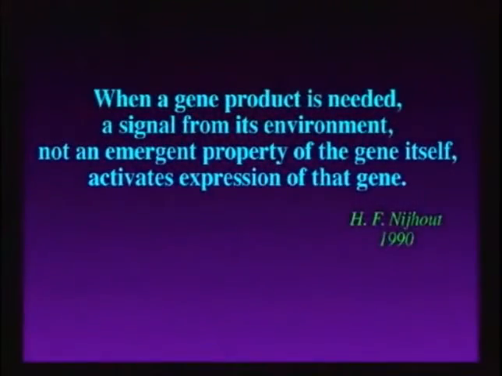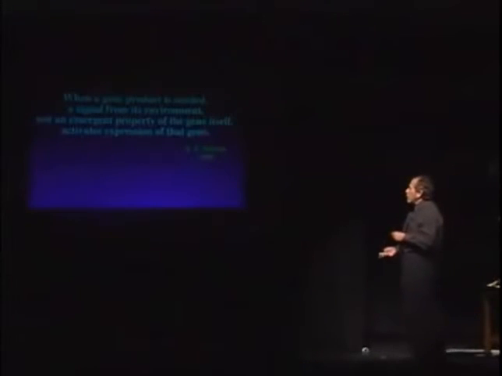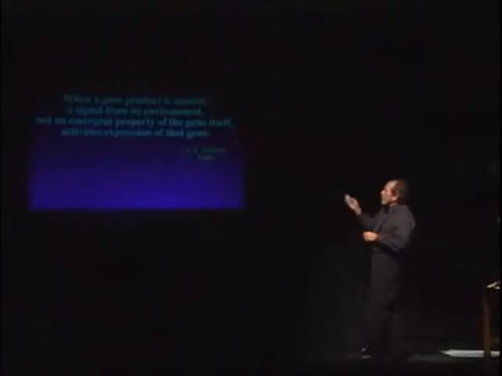This paper reveals in this sentence by Nijhout the truth. When a gene product is needed, a signal from its environment, not an emergent property of the gene itself, activates expression of that gene. Well, the third line, not an emergent property of the gene itself, means this. Genes are blueprints. A blueprint is not on or off. A blueprint is just data. If you had a blueprint to a house, is there an on and off to your blueprint? No. The blueprint doesn't go on and off, but what goes on and off is who's reading the blueprint. And the point is, genes are blueprints, but they don't determine if they're going to be read or not. And when it says what makes it read, the answer is a signal from its environment.